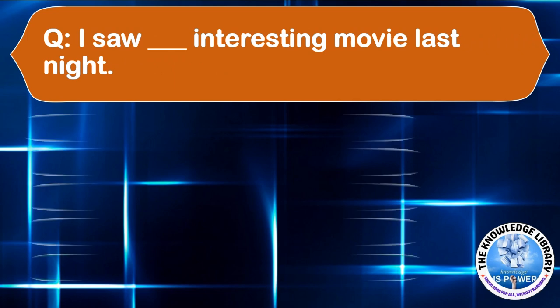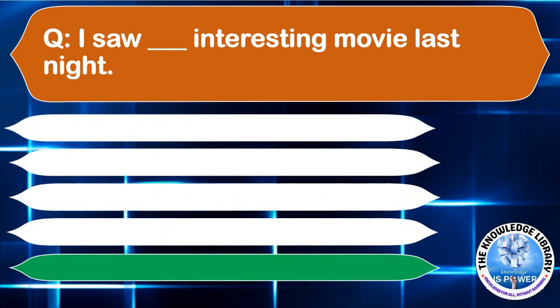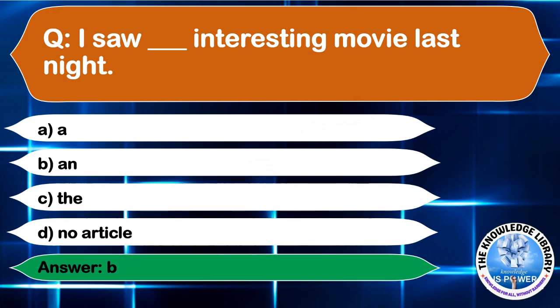I saw dash interesting movie last night. Option A. Option B, an. Option C, the. Option D, no article. The correct answer is option B, an. Moving to the next question.